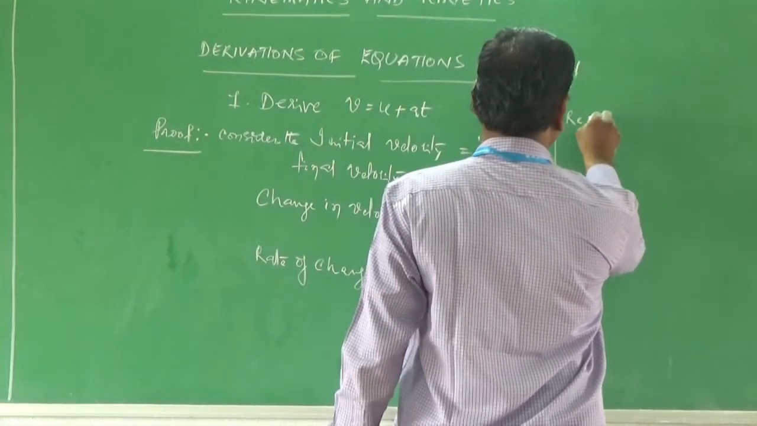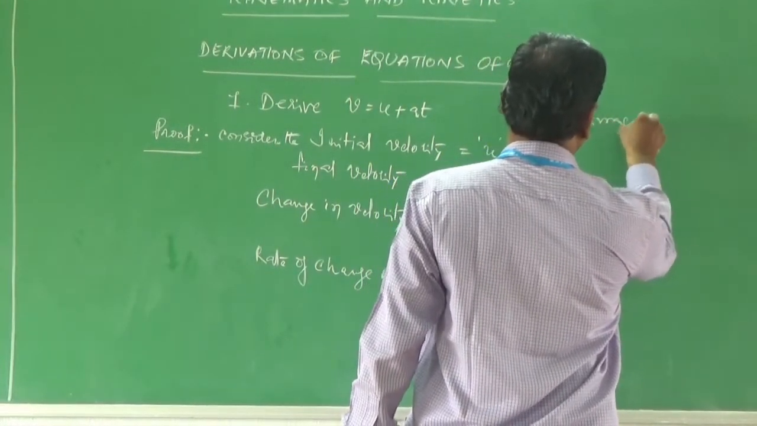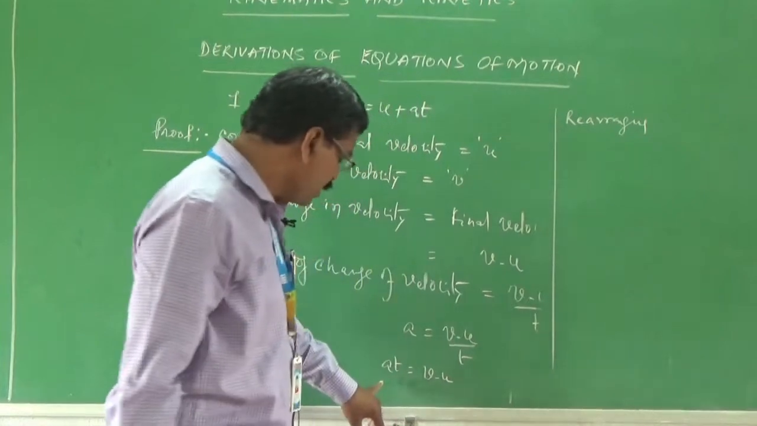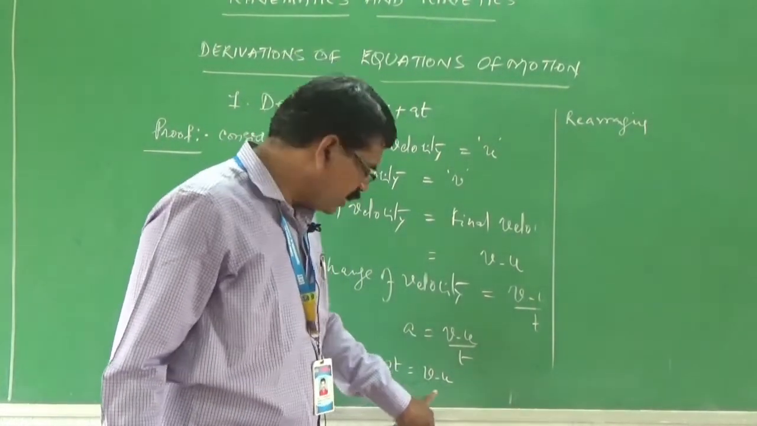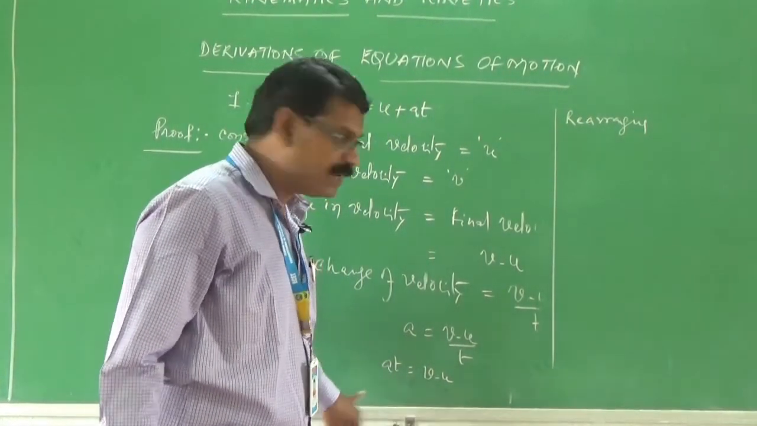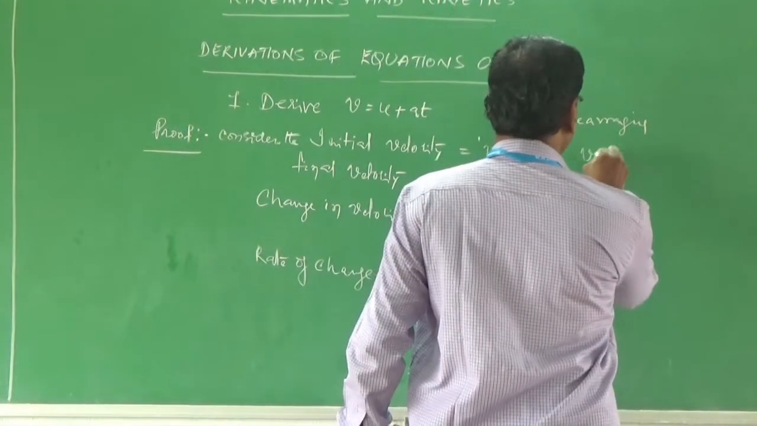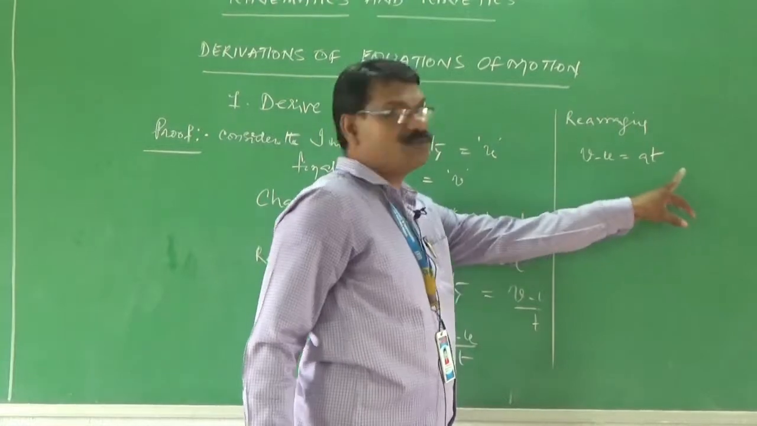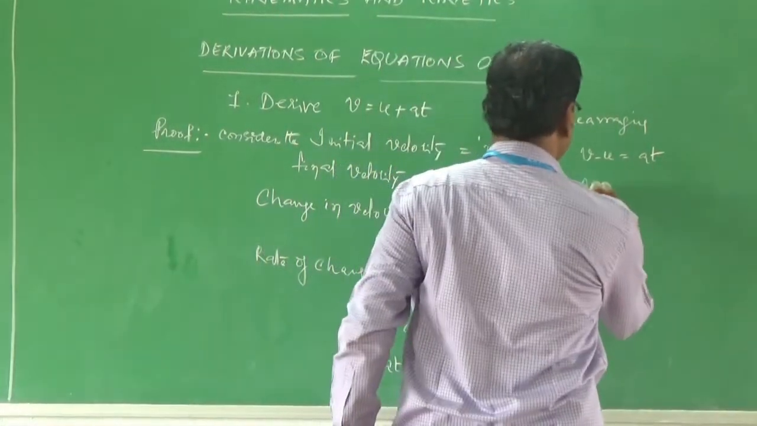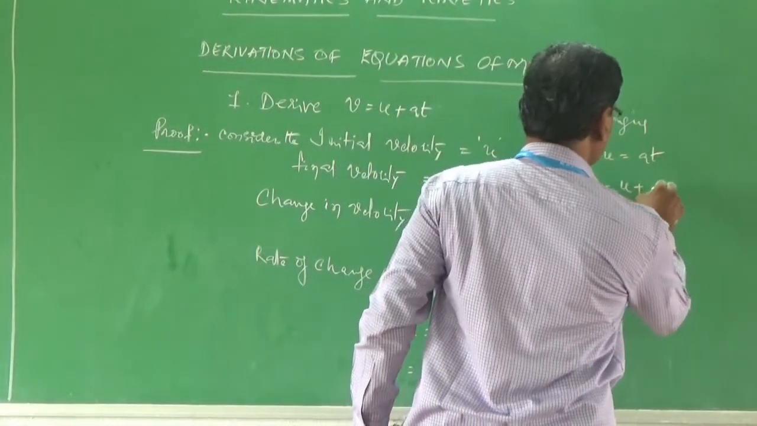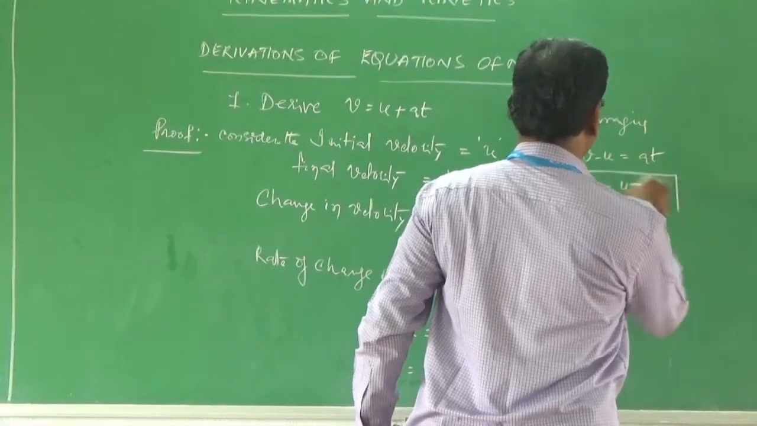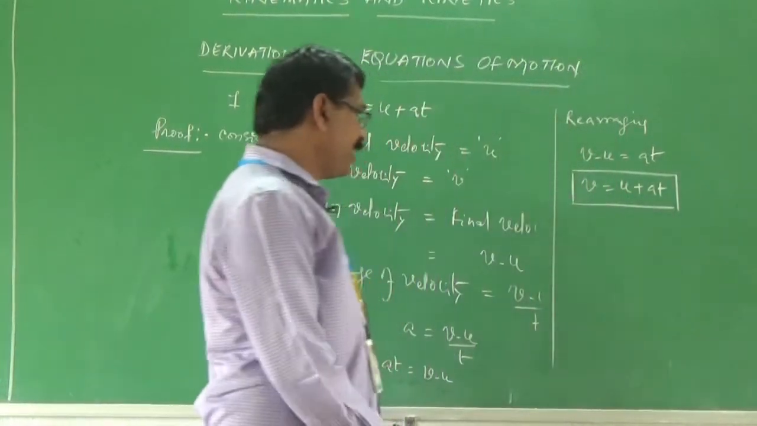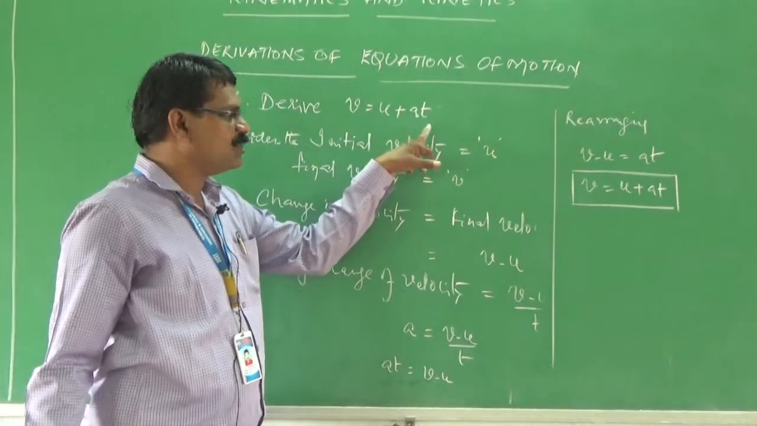Rearranging, we will get at is equal to v minus u. If you bring v to the left hand side, I will get v minus u is equal to at, and if you bring minus u towards the right side, we will get v is equal to u plus at. This was the standard form. So, the way to derive the expression for v is equal to u plus at is like this.